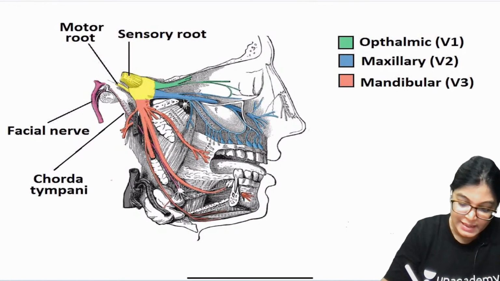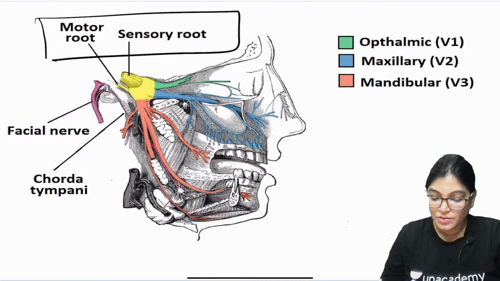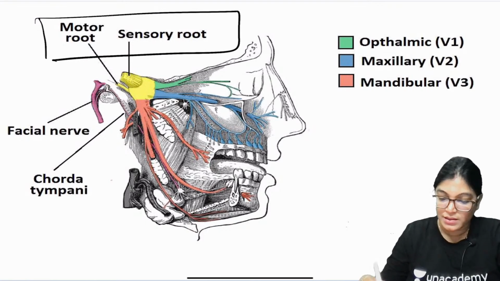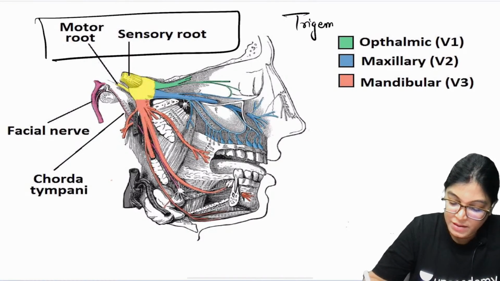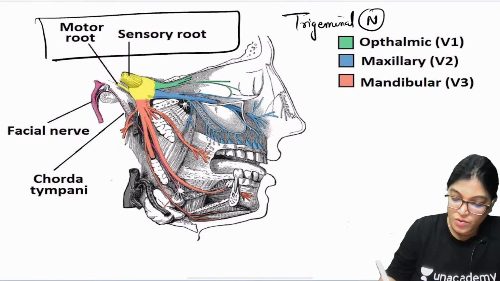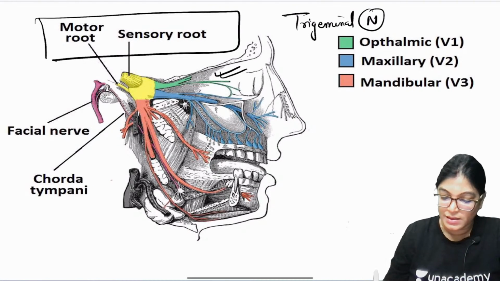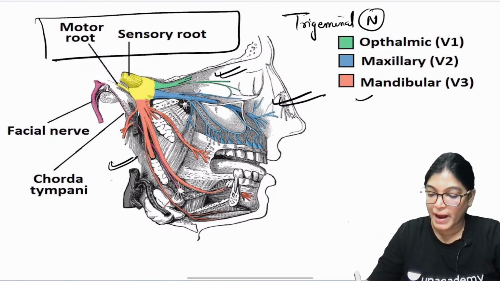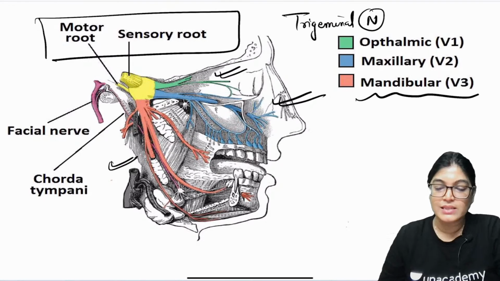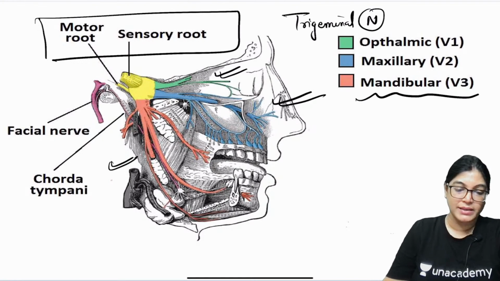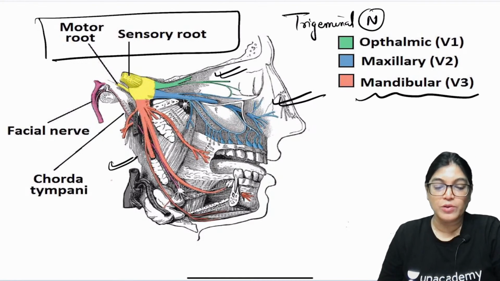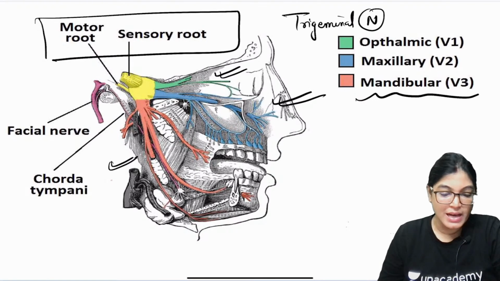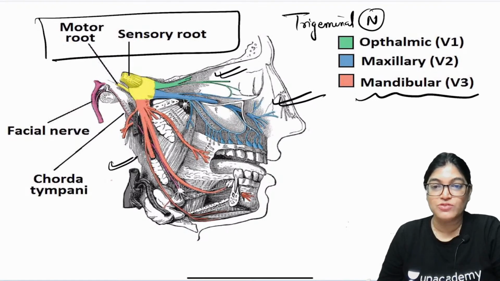We can see here the trigeminal nerve has two components, the motor and the sensory, and three important branches or divisions arise from it. One is the ophthalmic, shown in green color, then the maxillary, and the third is the mandibular nerve. The mandibular nerve is the largest division of the trigeminal nerve, of mixed variety having both sensory and motor components. It is the nerve of the first pharyngeal arch and innervates the muscles of mastication.